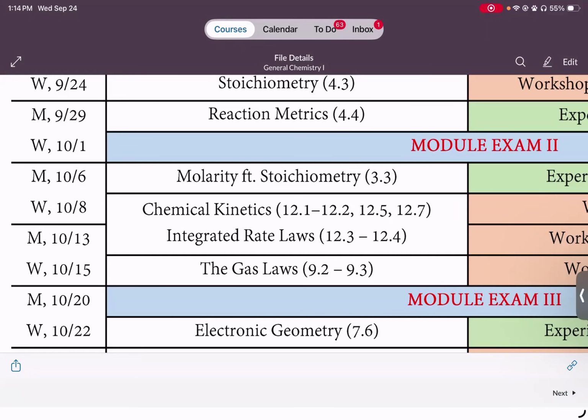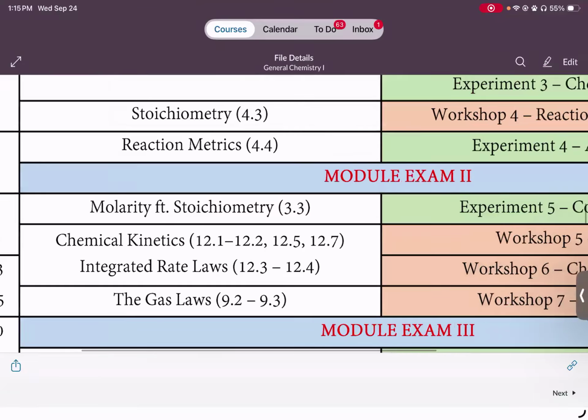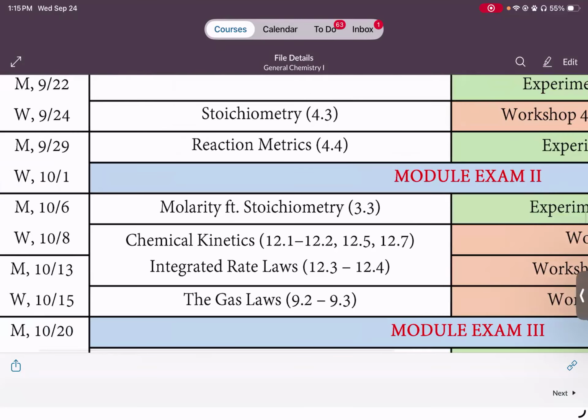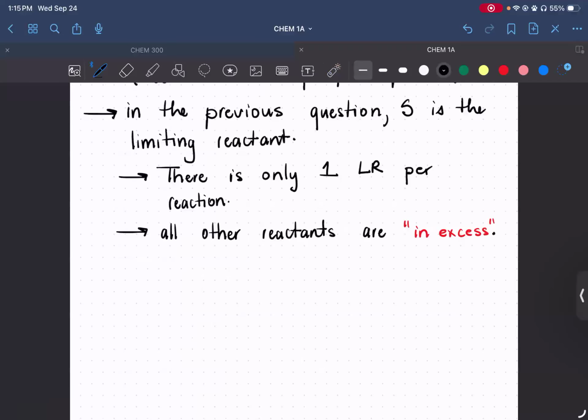What this means for Monday's lecture, it'll be more or less like office hours type open review for the exam. No new content will be taught on Monday. I still expect you to show up because we still have an experiment that day and the following Wednesday is your exam. But as of right now, that is the end of module exam 2 contents.